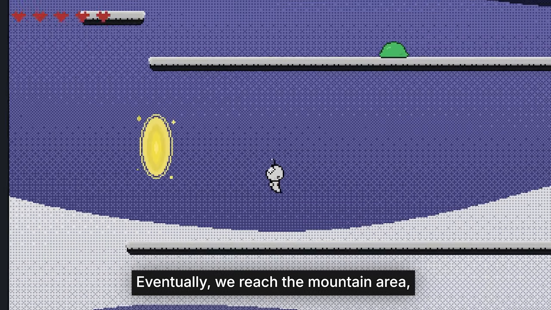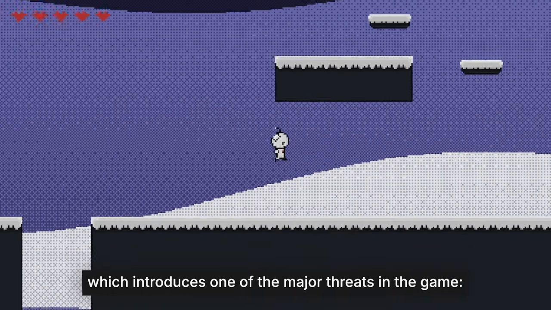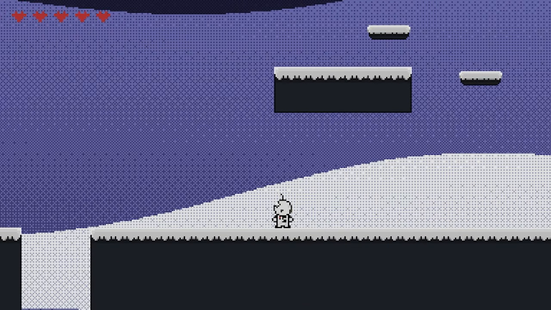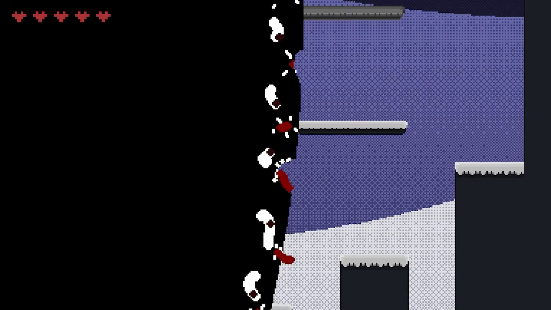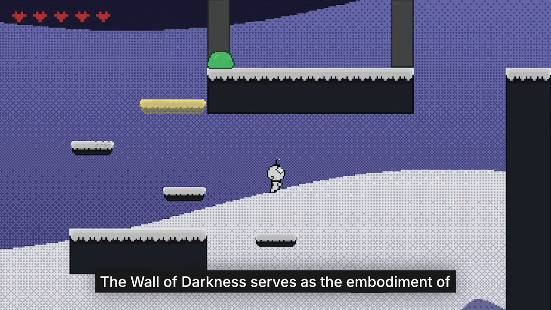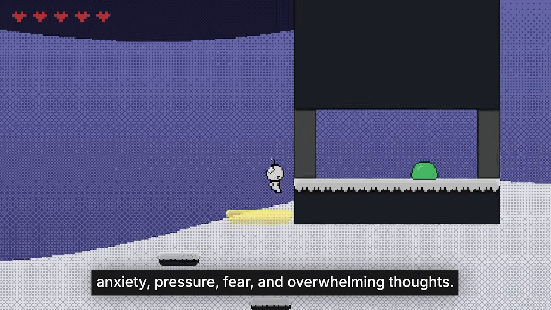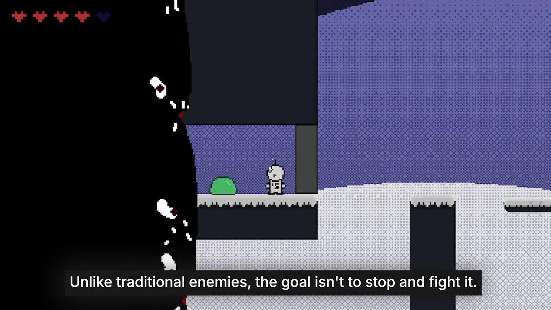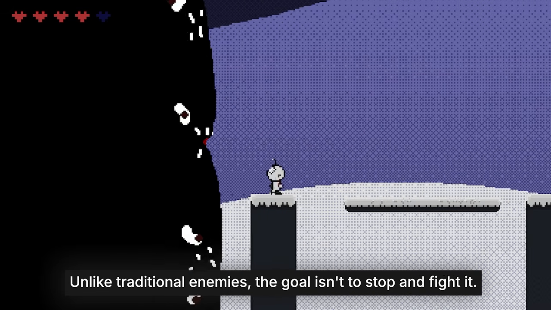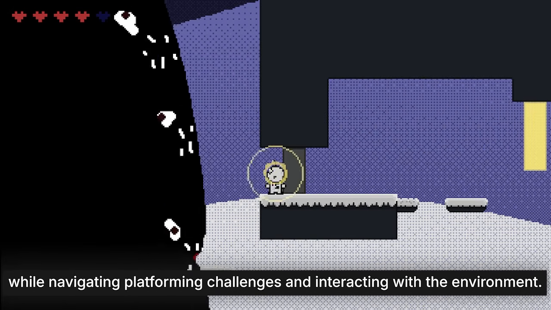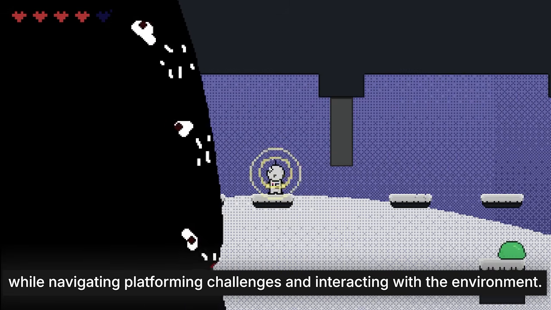Eventually, we reach the mountain area, which introduces one of the major threats in the game: the Wall of Darkness. The Wall of Darkness serves as the embodiment of anxiety, pressure, fear, and overwhelming thoughts. Unlike traditional enemies, the goal isn't to stop and fight it. Instead, players are forced to keep moving forward while navigating platforming challenges and interacting with the environment.